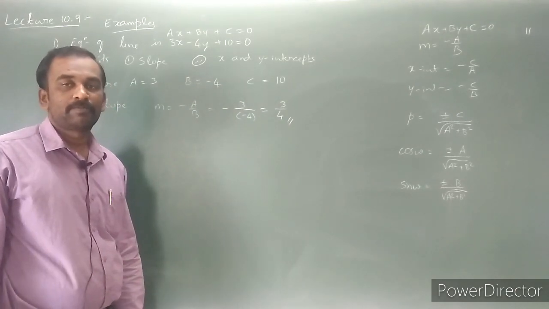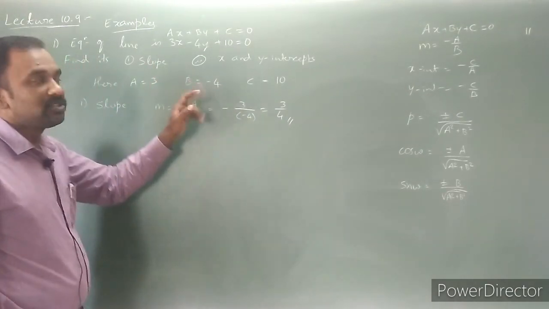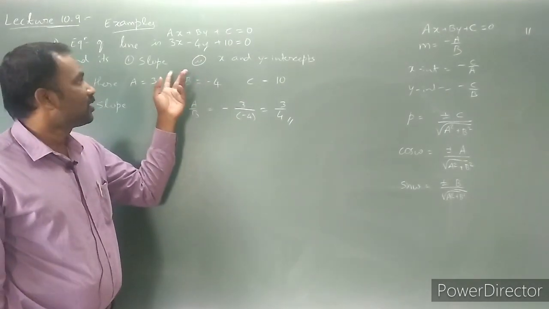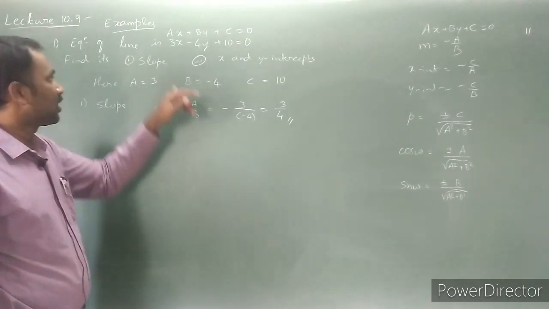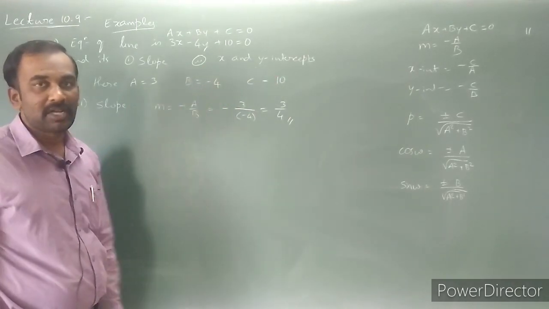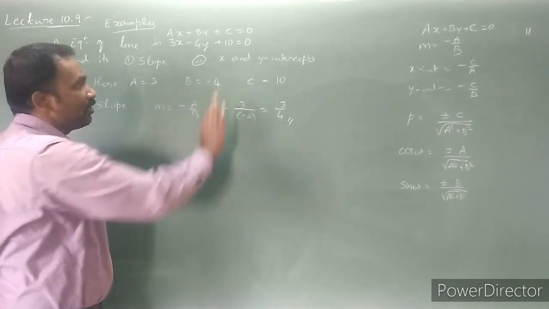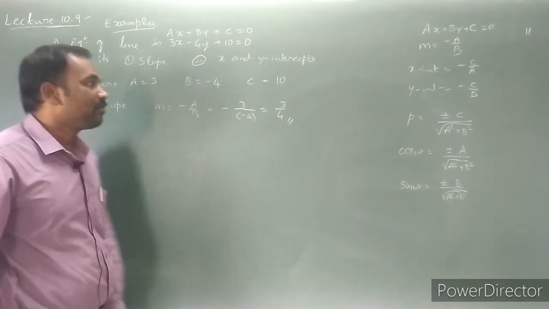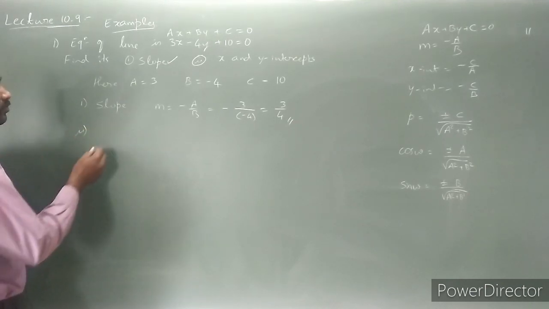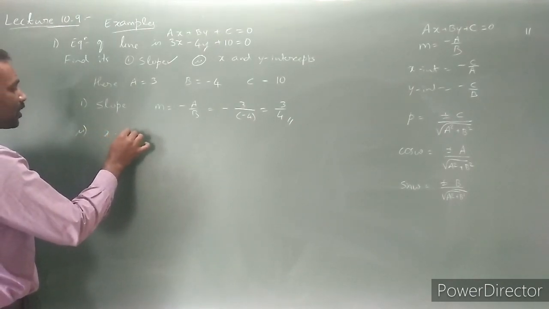That's all. Very simple. If they ask only slope, it will be a 1 mark question. If they ask both, then it is either a 2 marks or a 3 marks question. Getting the slope is 1 mark, getting both the x and y intercepts is 1 mark each. Usually if 3 values are there, they will ask a 3 marks question.